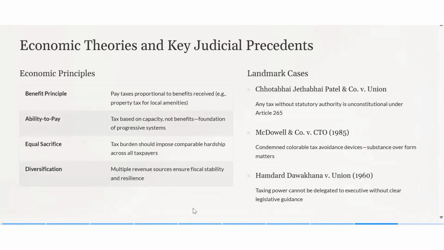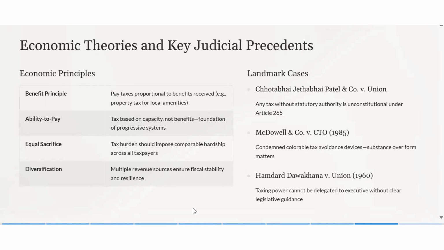Economic theories and key judicial precedent. At the end, I would like to consolidate the key points of this lecture. Benefit principle: pay taxes proportional to benefit received, for example, property tax for local amenities. Ability to pay: tax based on capacity, not benefits, the foundation of progressive systems. Equal sacrifice: tax burden should impose comparable hardship across all taxpayers.